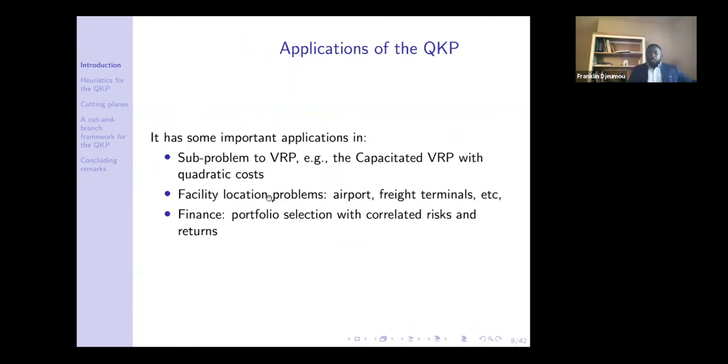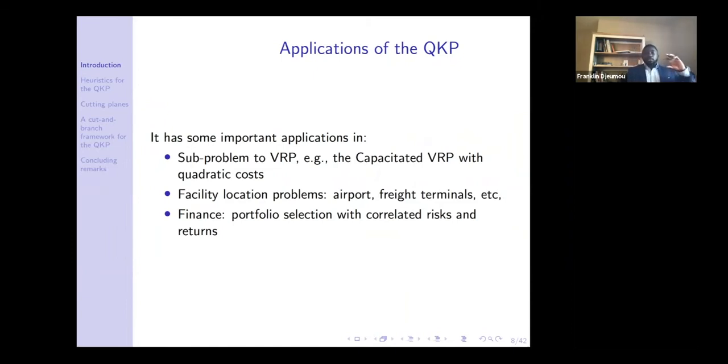So in terms of application, why is this problem important? I gave you an example with the location of charging stations for electric vehicles. You also have applications in terms of airports, freight terminals. Also, if you go into finance, you can think of, if you want to model the portfolio selection and take into account the correlation between the different portfolios that you may select, you can model this problem as a quadratic knapsack problem.